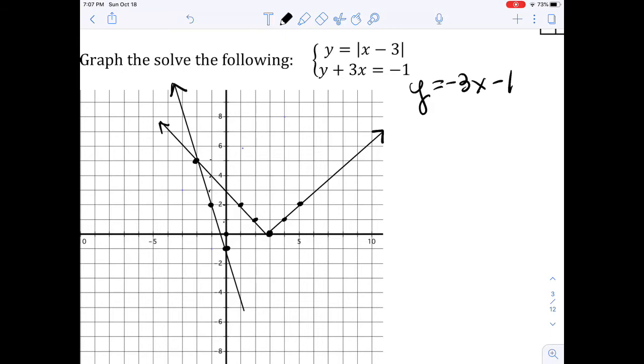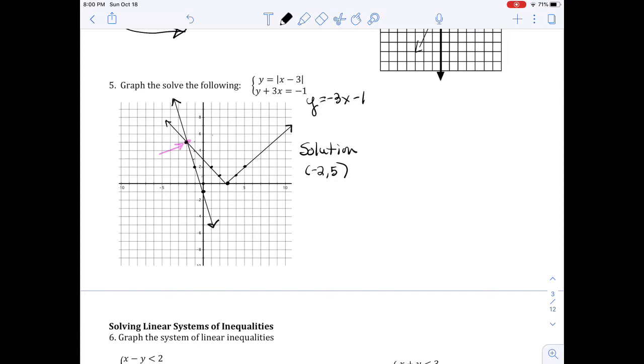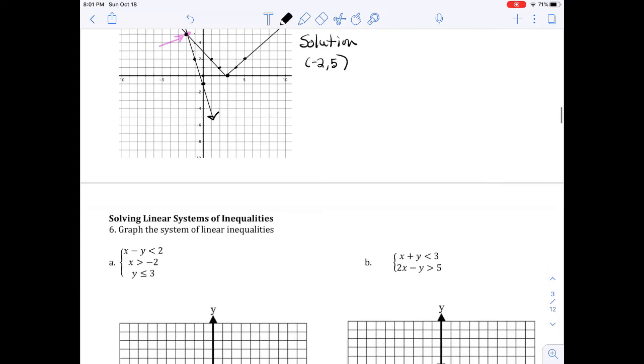And we will see that the line and the absolute value function intersect right there. So the solution, there's only one to this. There could be more than one, but the solution to this system is the ordered pair negative 2, 5.